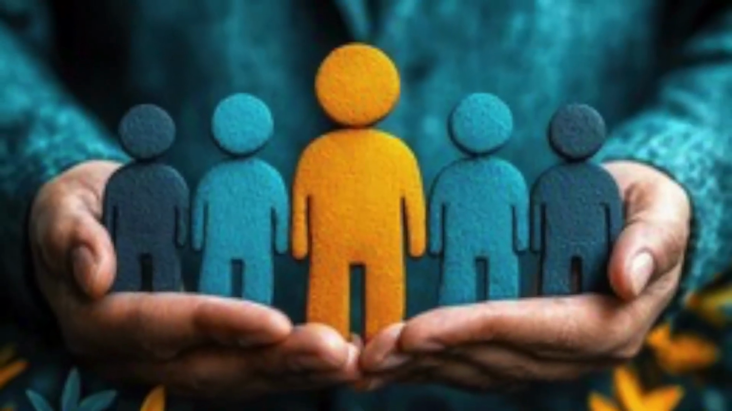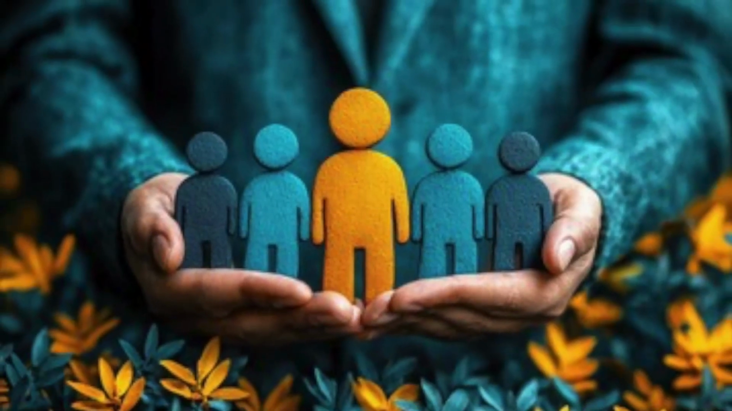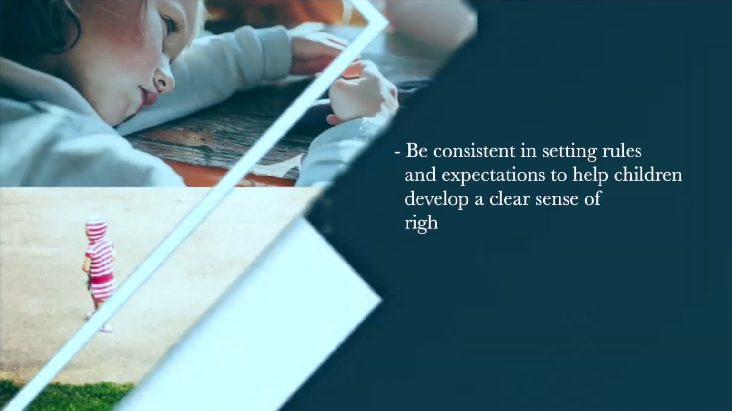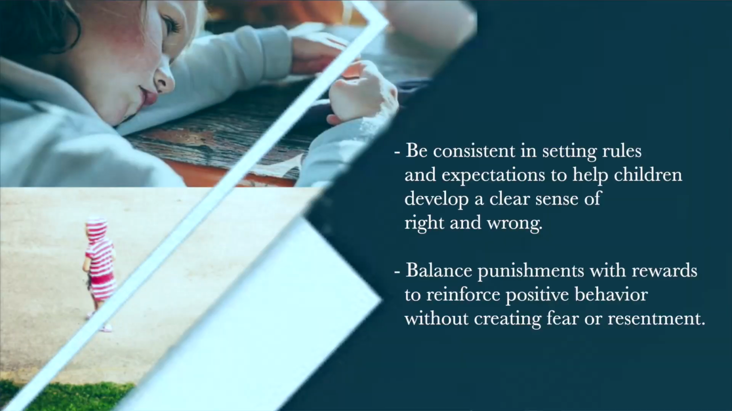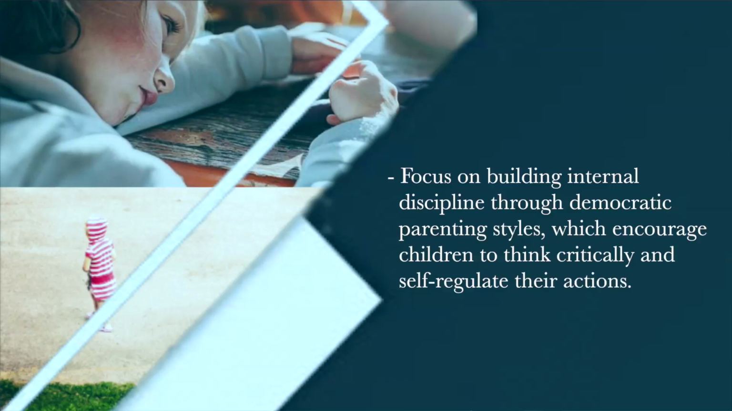So, we have seen that moral development in early childhood is shaped by discipline, guidance, and role modeling. To avoid moral hazards, caregivers and educators should be consistent in setting rules and expectations to help children develop a clear sense of right and wrong, balance punishments with rewards to reinforce positive behavior without creating fear or resentment, and focus on building internal discipline through democratic parenting styles which encourage children to think critically and self-regulate their actions.